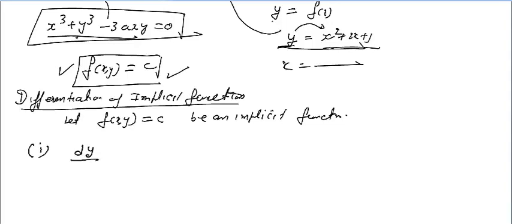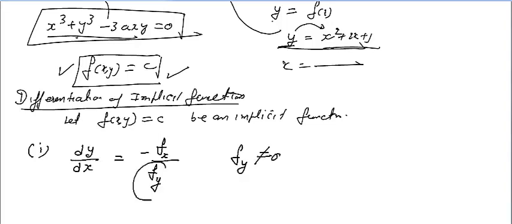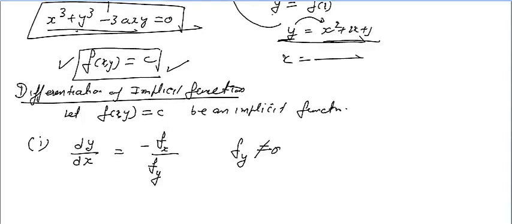derivative of y with respect to x will be minus partial derivative of f with respect to x divided by partial derivative of f with respect to y. This is the first formula, and the partial derivative of f with respect to y should not be 0, because if this is 0 then it will be not defined, since anything divided by 0 is not defined. I will prove this one first.